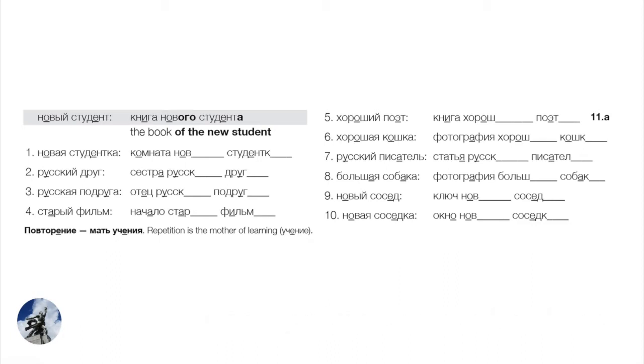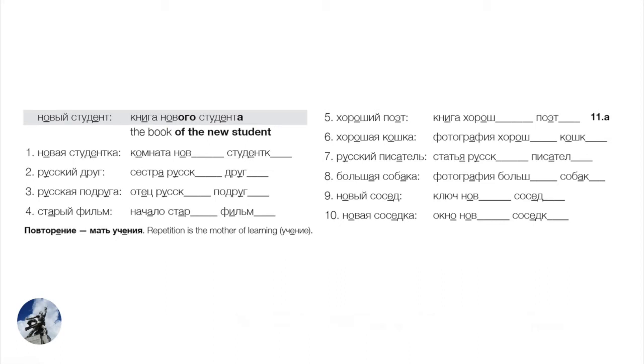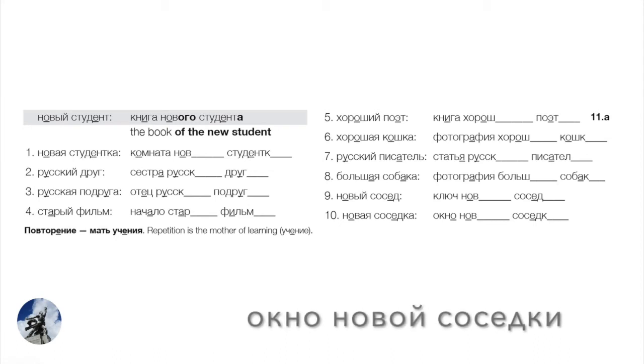Number 9, новый сосед, new neighbor. The key of the new neighbor or the new neighbor's key, ключ нового соседа. Нового соседа. Okay, 10, now we have a female neighbor. Новая соседка. Now we have the window of the new neighbor or the new neighbor's window. Окно новой. Right again, ой, but unstressed. Новой соседки. Okay, again, the 7-letter spelling rule is telling us we have to write и here instead of ы.